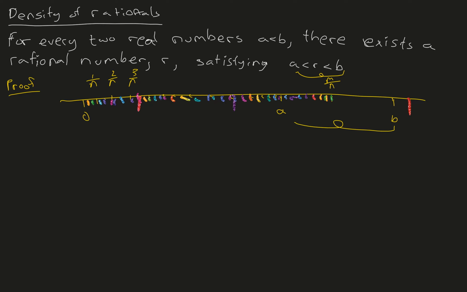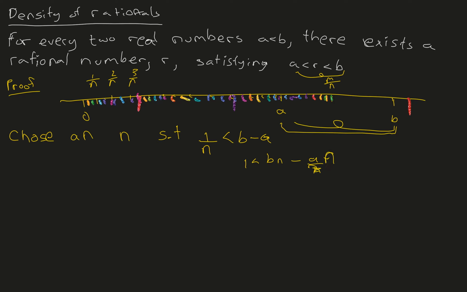We're going to choose an n such that 1 over n is less than b minus a. In that way, we're guaranteed to pass through the interval. If 1 over n is greater than the distance between a and b, we're going to skip the interval. So choose an n such that 1 over n is less than b minus a. This can also be written as 1 is less than bn minus an.